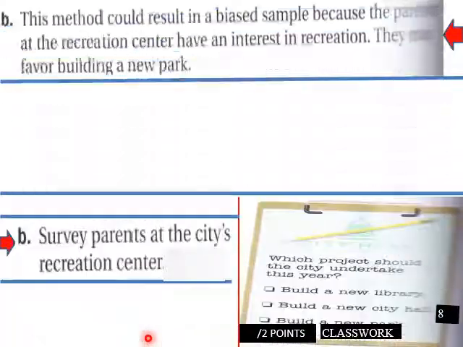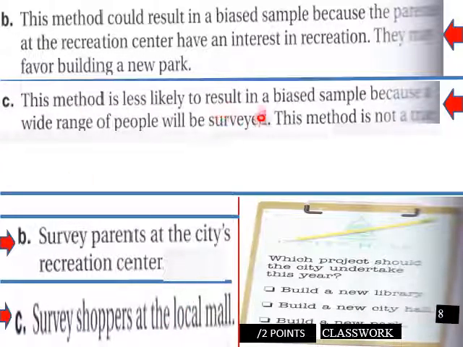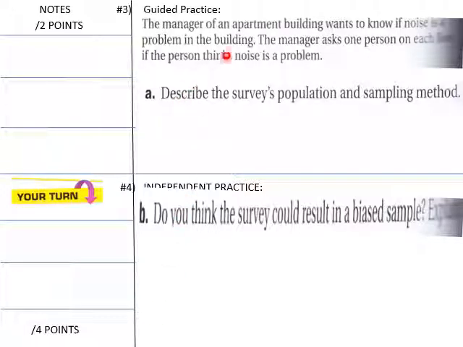Well, let's see another example here. Survey parents at the city's rec center. It could be biased because parents at the rec center have an interest in recreation. They may favor building a new park, so that would be biased too. A local shopping mall is less likely to result in bias because a wide range of people will be surveyed. The method is not a true random sample because people who are not at the mall have no chance of being selected. As a result, the sample may be biased. So they all have their own bias in this situation.